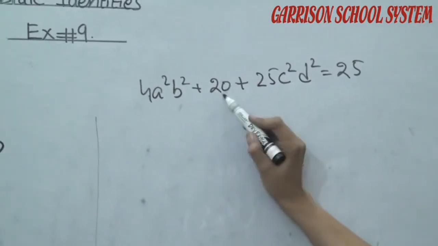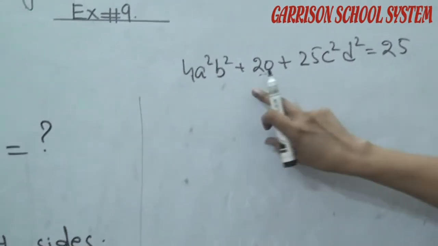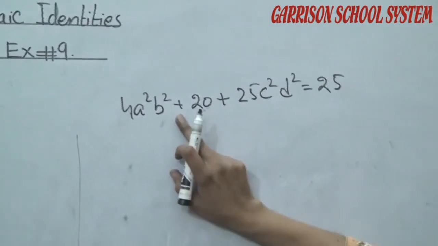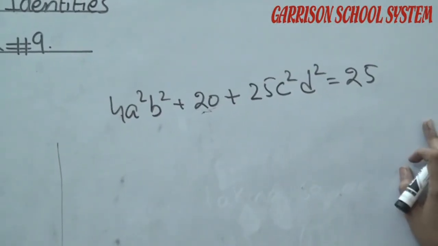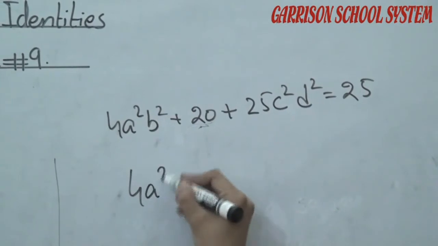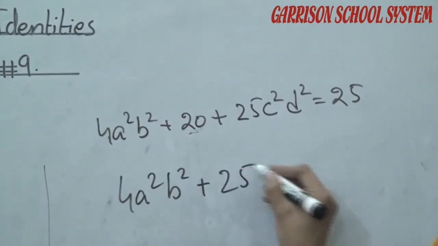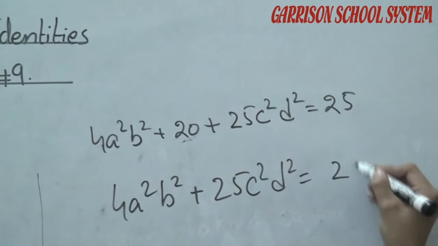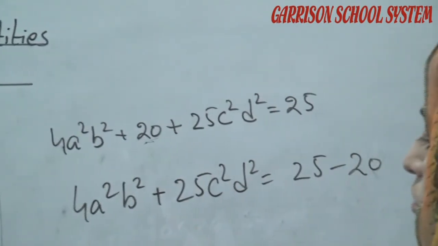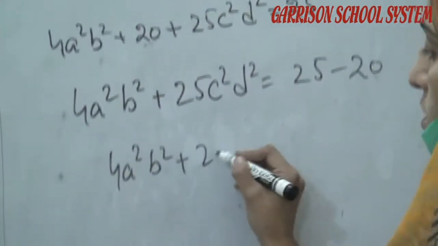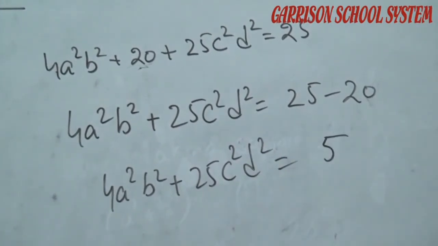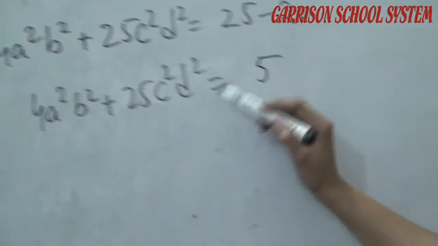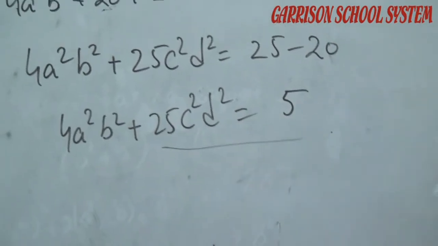Now I will shift 20 on the other side of the equal and it will change the sign. If it is of plus here, when it will come in the other side, it will be of minus. 25 minus 20, 4A square B square plus 25 C square D square is equal to 25 minus 20, which is equal to 5. So the value of 4A square B square plus 25 C square D square is equal to 5.